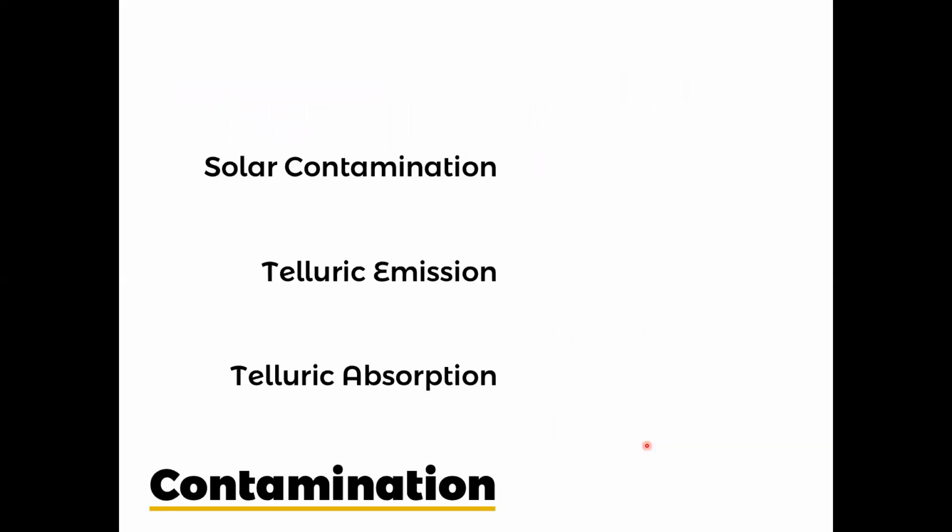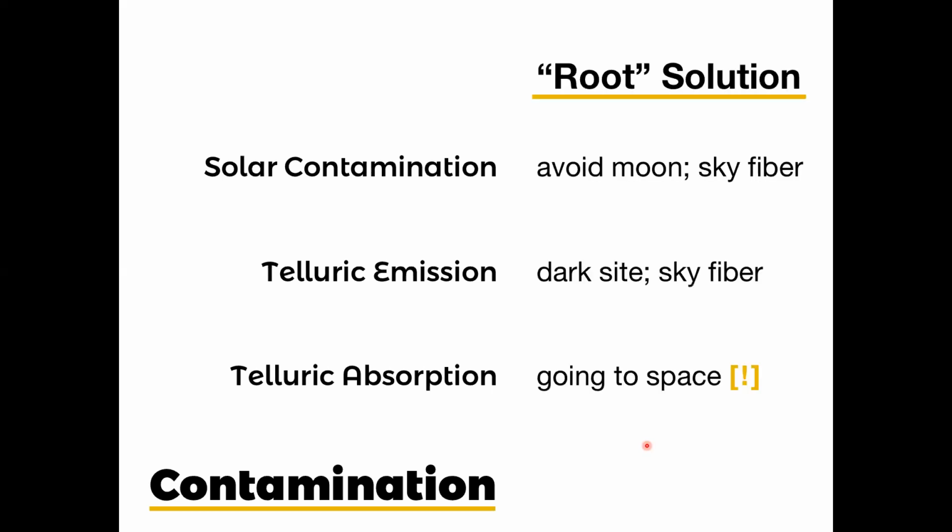All right, what are the sources for spectral contamination? There are roughly three. Solar contamination. Well, you might wonder, why do you have solar contamination when you observe a star at night, right? You have this thing called the moon, which reflects sunlight. And you also have telluric emission, skylines, and also telluric absorption. So if you think of ways of getting rid of these contaminations completely from the root of the problem, they each have their unique root solution.